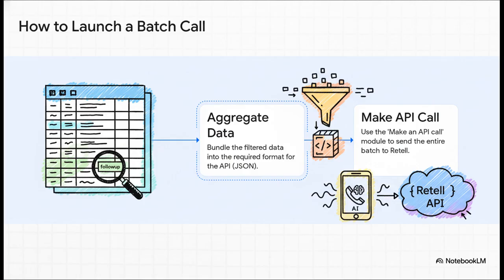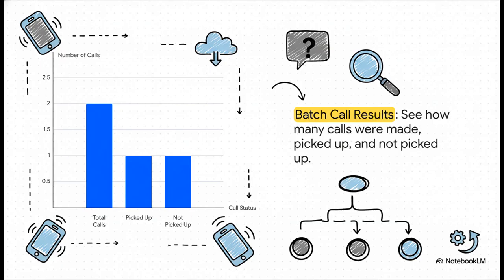First, you filter your list to find the exact leads you want to call. Then, you'd bundle up that data into the format Retell needs. And finally, you use a module called Make an API call to send the entire batch over to Retell in one single go. And just like with single calls, you get crystal clear results. You can hop right into your Retell AI dashboard and see exactly how your batch call performed. How many calls were made? How many people picked up? How many didn't? This gives you immediate, actionable feedback on your campaigns.